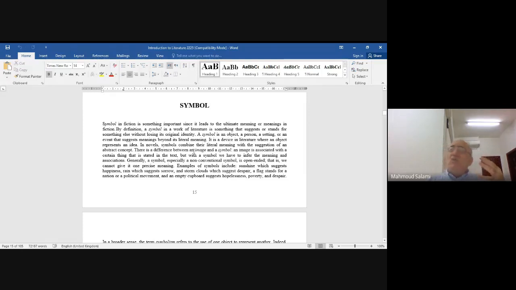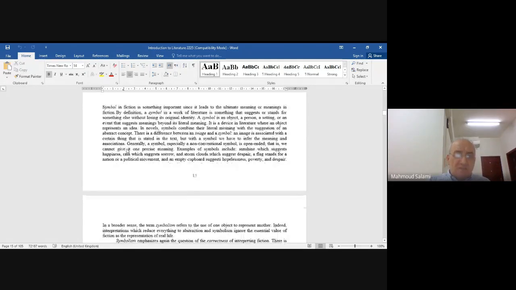Like when you say rain symbolizes happiness, or rain in our society symbolizes goodness, while in England, America or European societies where they have rain all the time, rain means bad. So symbolism and symbols also change according to societies, places and people. Examples of symbols include sunshine, which suggests happiness, rain, which suggests sorrow, clouds, which suggest despair, and a flag, which stands for a nation. I give so many meanings here.